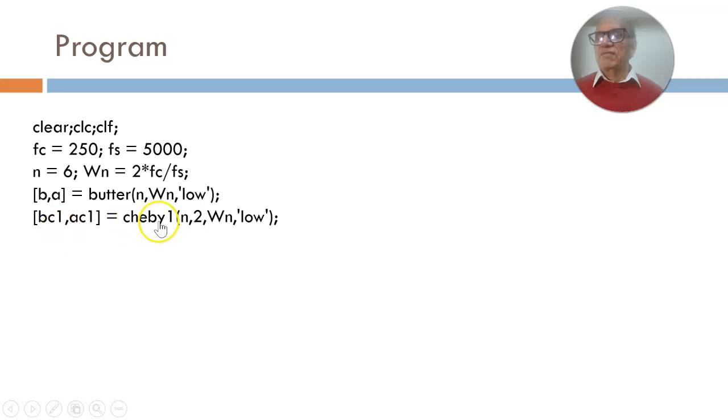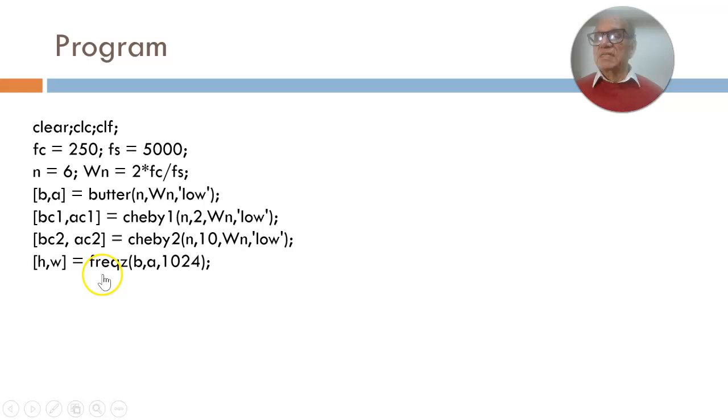Then you calculate for Chebyshev 1, BC1, AC1 are returned. In this case, we are assuming 2 dB. N is again 6, Wn is same, and type of the filter is again low. Similarly, you obtain the coefficients for the Chebyshev 2 response. In this case, you have to specify the attenuation in dBs. So we have specified here 10 dB as we discussed.